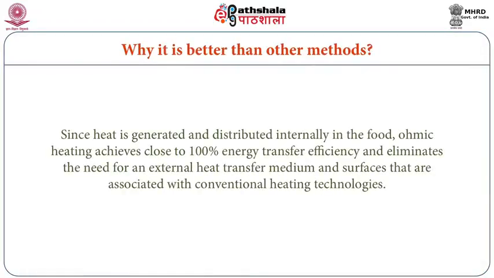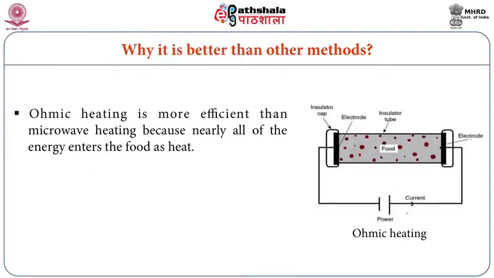In an ohmic heating system, 100% energy generation and utilization will be there. Whatever current we supply, the food offers resistance and starts heating up. Ohmic heating is more efficient than microwave heating because nearly all of the energy enters the food as heat. Whatever energy we supply in the form of current is converted into heat, so there is 100% energy transformation compared to microwave heating. In that way, ohmic heating is more advantageous over microwave heating.